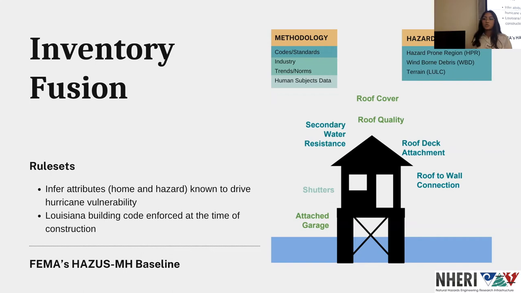These include terrain surrounding the home, which is taken from land use land cover data. We also looked at high wind zones and windborne debris regions. And then we looked at specific attributes such as the secondary water resistance on the roof, the roof cover, the size and spacing of the deck attachments, the use of shutters on the home, and the presence and quality of an attached garage. All of these attributes were assigned by a rule set that I created to see how they correlate with different codes enforced at the time of construction.